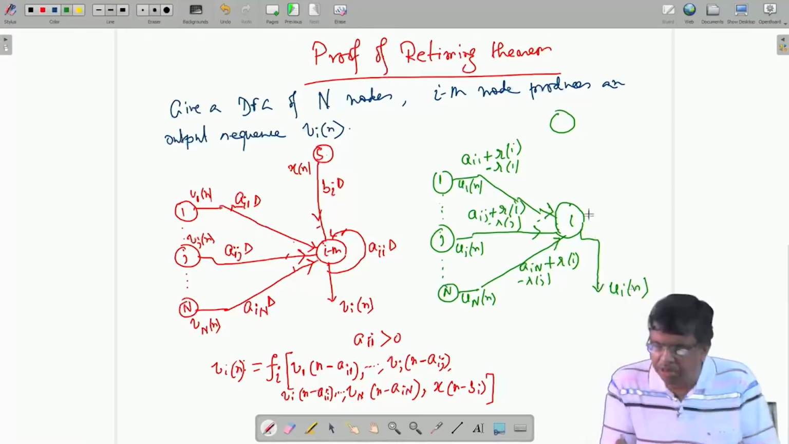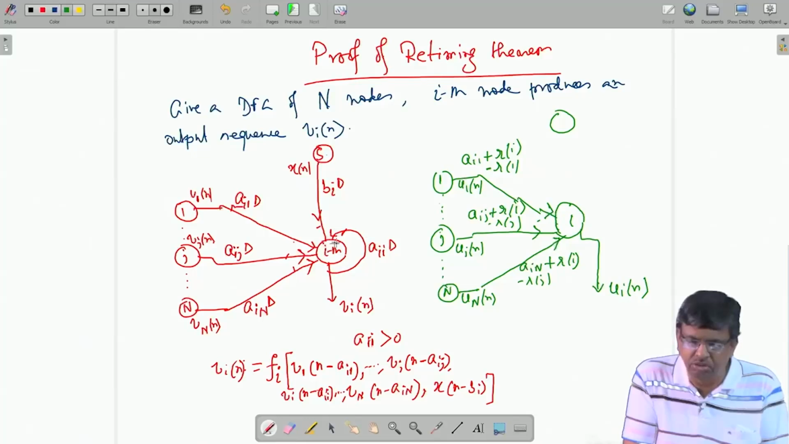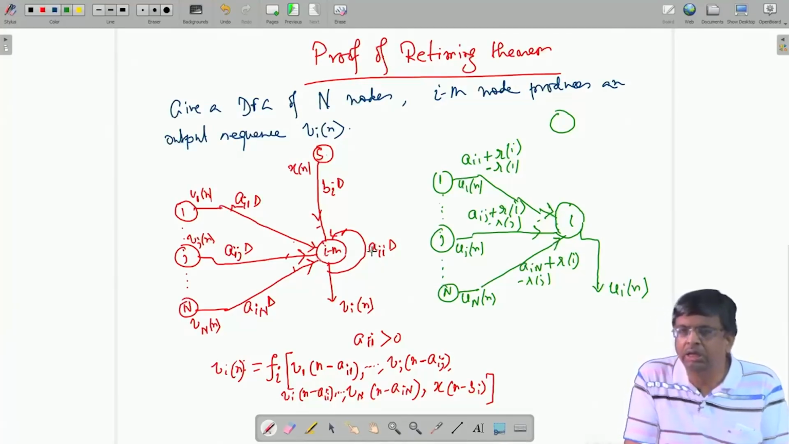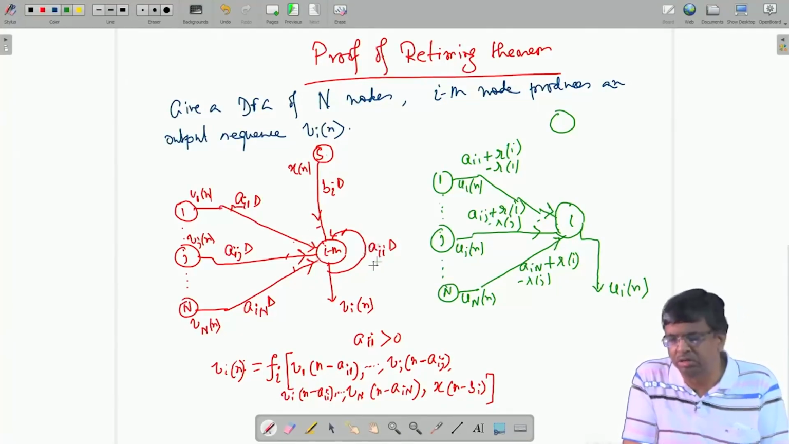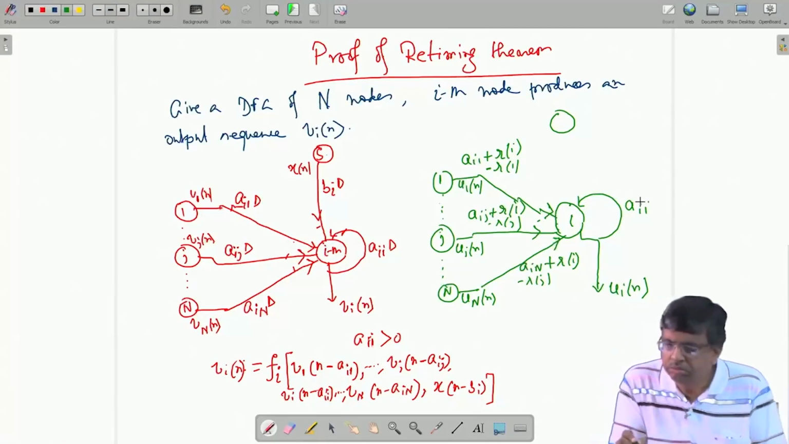Okay. The feedback path I had, original Aii, should become Aii plus the retiming value of the destination node, in this case the destination is the ith. So, Aii plus R of i minus the retiming value of the source, which is again the ith node. So, minus Ri. So, Aii plus R of i minus R of i. So, it remains Aii only, unchanged.